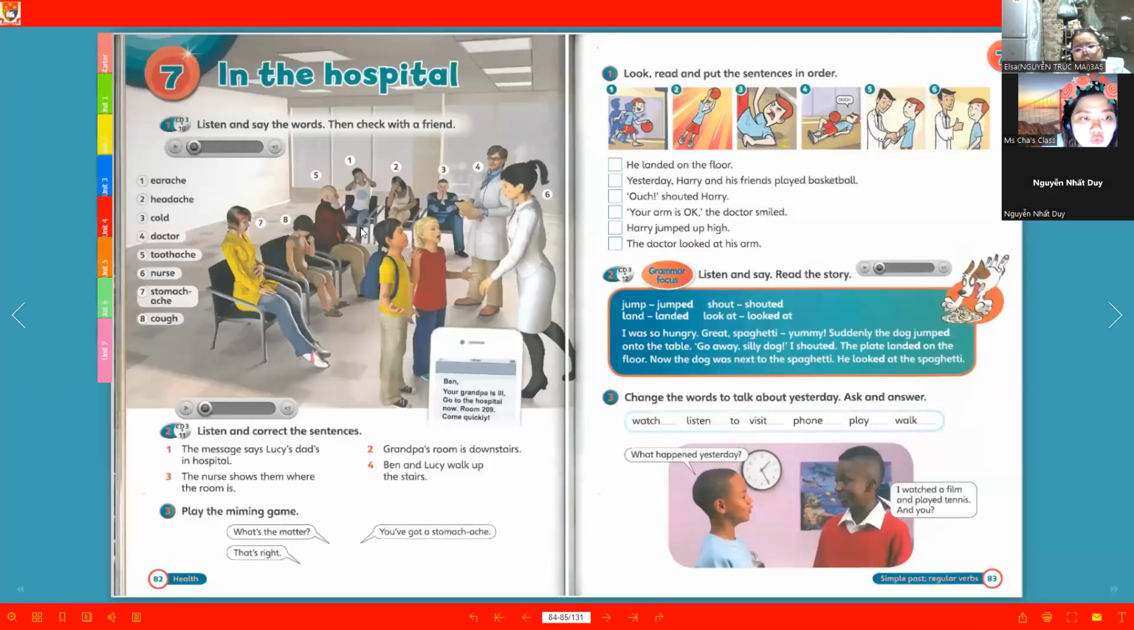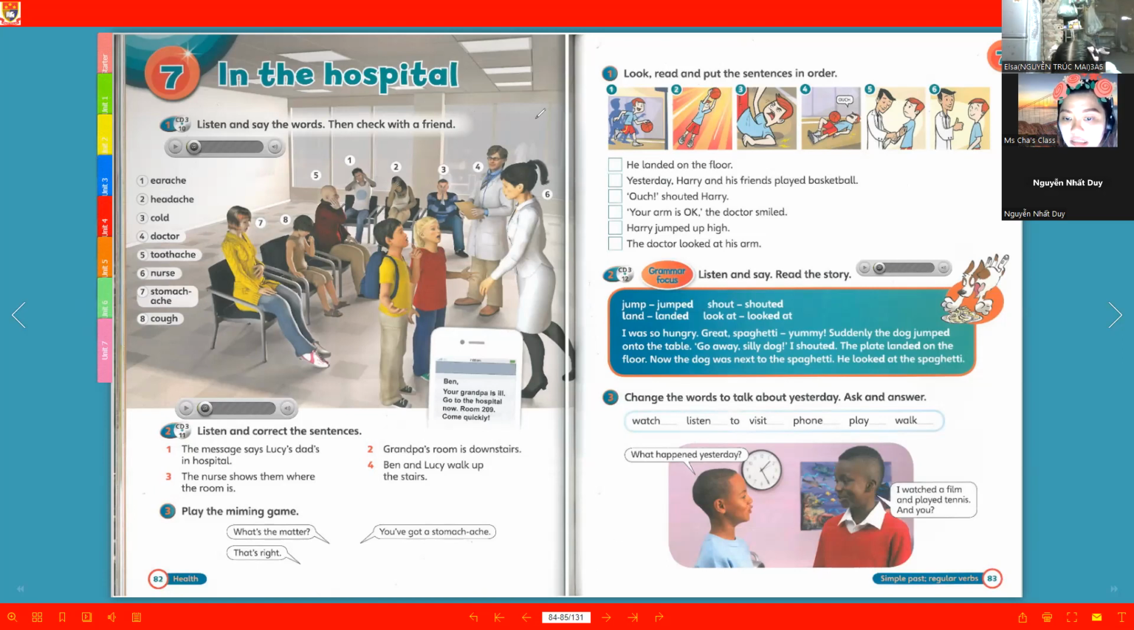So now, what we're going to do this evening is very basic because you have an idea. We're going to have a simple conversation regarding some topics that we already did before, in the hospital. I want you to read the following phrases first. What do we have right here? Earache, headache, cold, doctor, toothache, nurse, stomachache, cough. We talked about the nurse and the doctor when we talked about jobs, and some common health problems. So what I have right here is a note saying, Ben, your grandpa is ill.